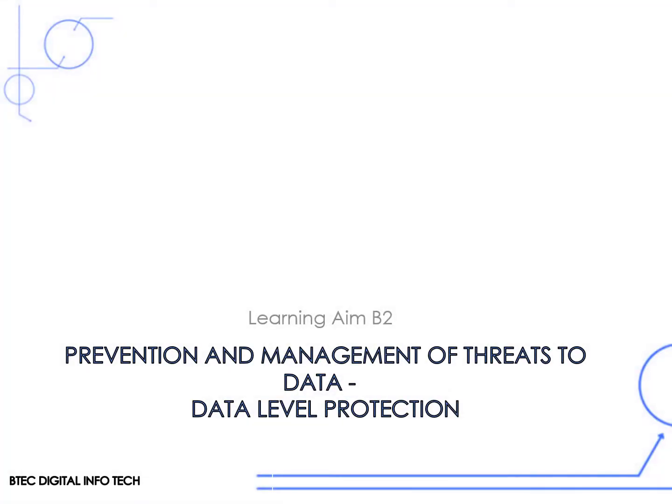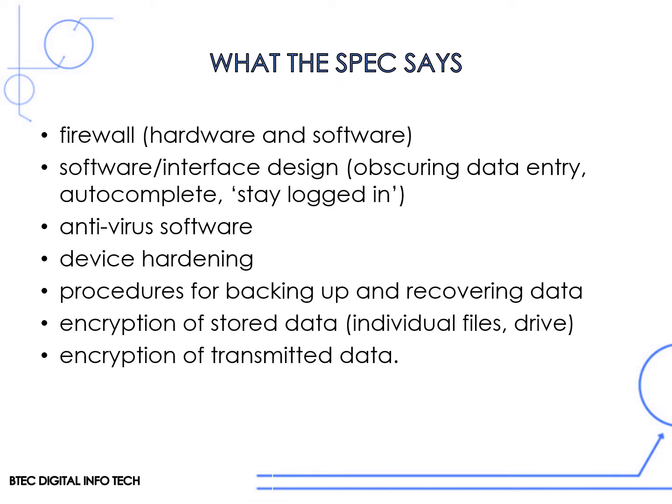This is Learning Game B2, Prevention and Management of Threats to Data. This is focusing on data level protection. So the specification says that we need to focus on firewalls, software and interface design, antivirus software, device hardening, procedures for backup and recovery, encryption of stored data, and encryption of transmitted data.